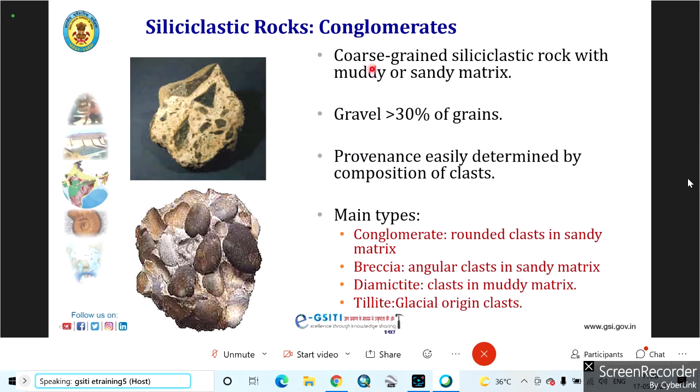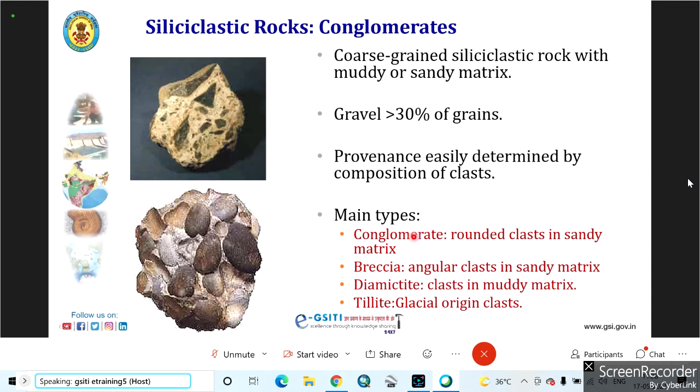A conglomerate is a coarse-grained siliciclastic rock with a muddy and sandy matrix, where the gravel is more than 30%. Only then can we term that rock a conglomerate. And the provenance can easily be determined with the help of the composition of the different clasts.